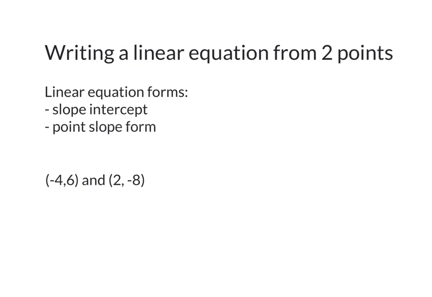Okay, this video is a quick recap of how we're going to write linear equations if we're given 2 points. So remember, so far we have two forms for linear equations, and we're going to learn about a third. The forms that we have are slope-intercept form, which is y equals mx plus b, where m is the slope and b is the y-intercept.